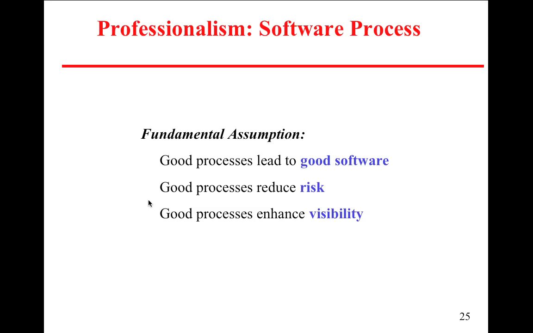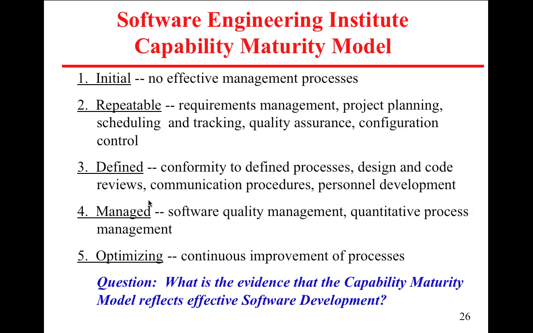And it works off of this basic philosophy, the same one I gave you in software engineering 1, which is a fundamental assumption that good processes lead to good software, that good processes reduce the risk, enhance visibility, and make software more reliable. We won't look too much, but we will touch on this in the last interactive session, the capability maturity model. Some of you are probably familiar with this already. We'll look at standardization a little bit as well.